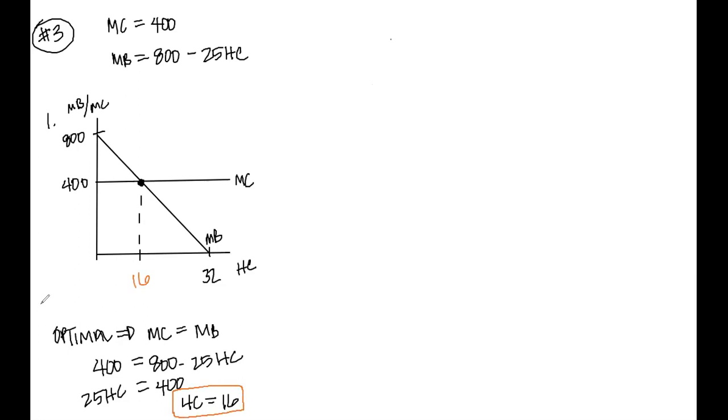So that was 2. And then 3 says, the growing importance of computer skills in today's economy leads firms to place a greater premium on human capital investment. As a result, the marginal benefit of an additional unit of human capital increases to marginal benefit equals 800 minus 20 HC. Answer parts 1 and 2 again, given this change in the value of human capital investment.